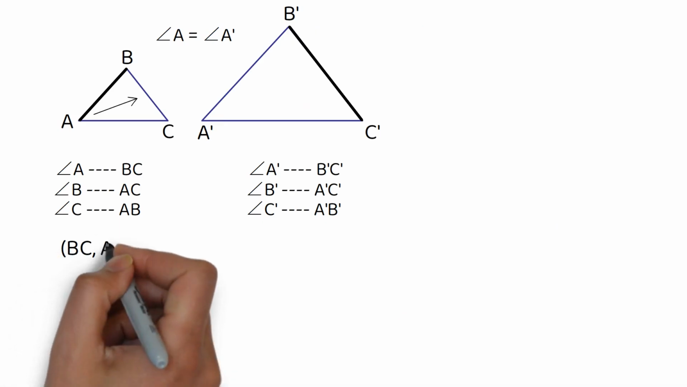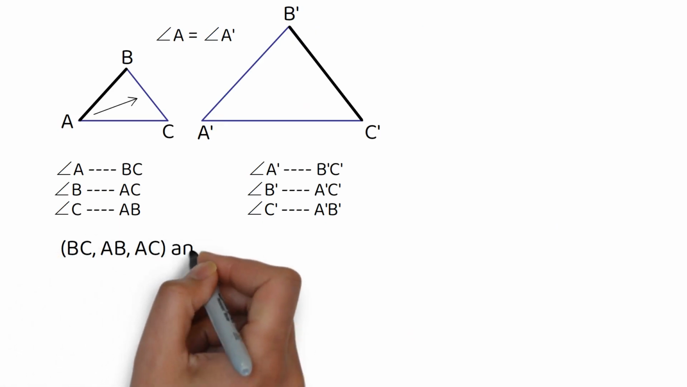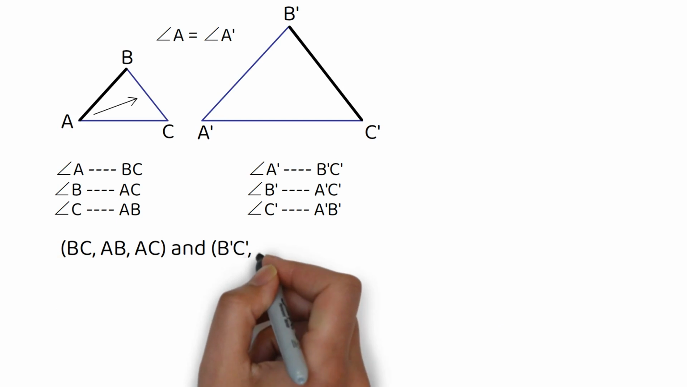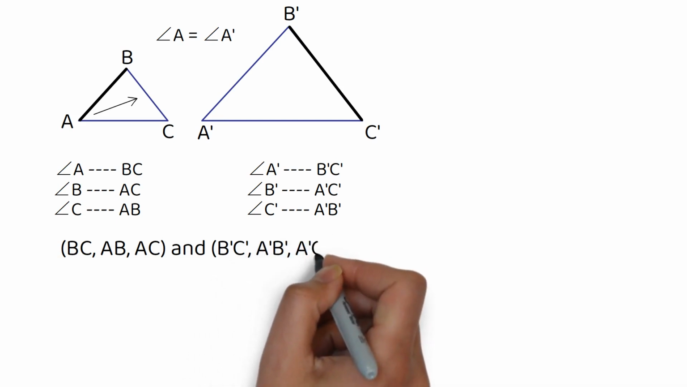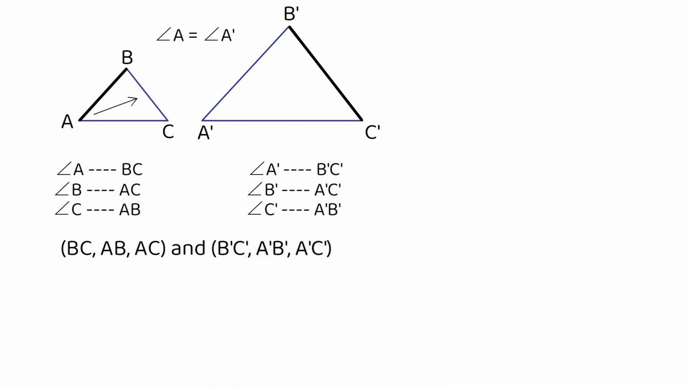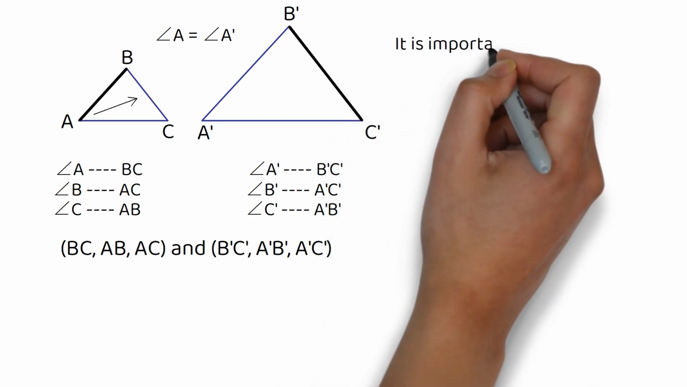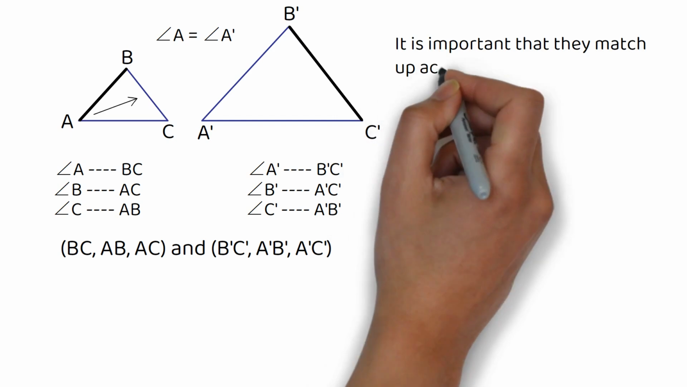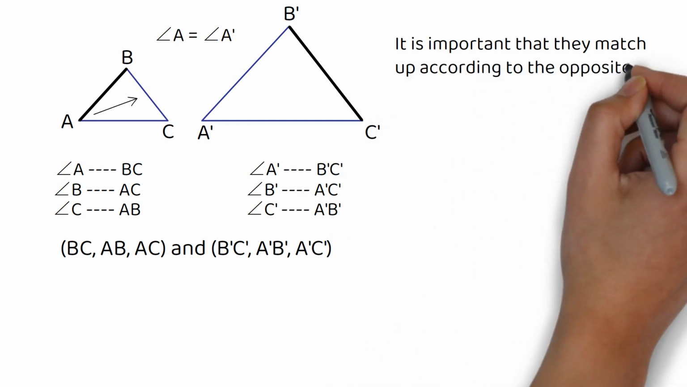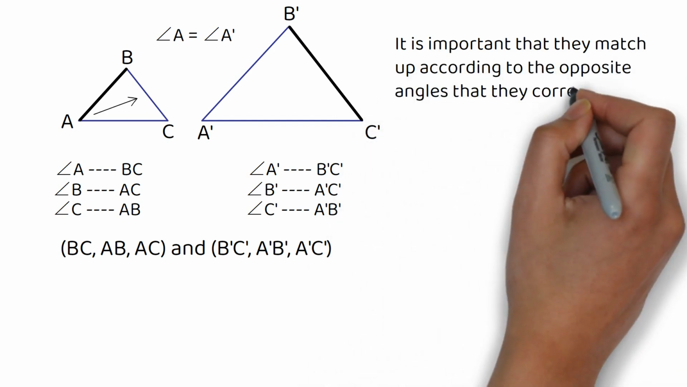Side BC, side AB, and side AC, and side B prime C prime, side A prime B prime, and side A prime C prime. It's important that the order in which the segments are written in these triplets are the opposite segments of the corresponding equal angles between the two triangles. We can permute or change around the order of these segments, but it's important that they match up consistently according to the opposite angles that they correspond to.